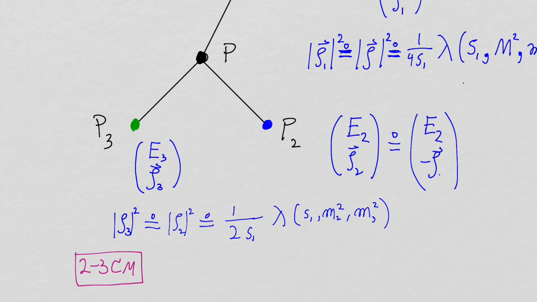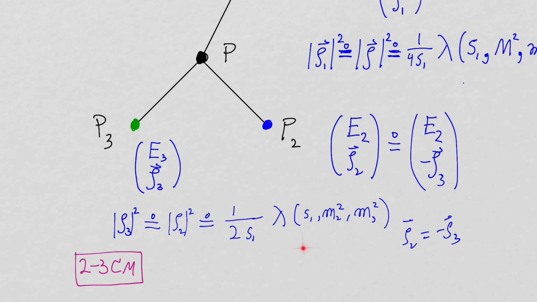No, this is right. I did it right. Rho 2 equals minus rho 3, right? And that comes right out of the definition of this reference frame that we're in. Rho 2 equals minus rho 3. So the magnitude of rho 3 is going to equal the magnitude of rho 2.